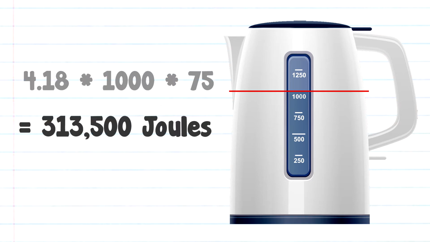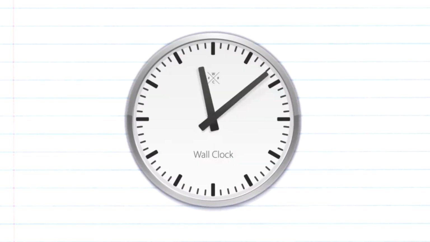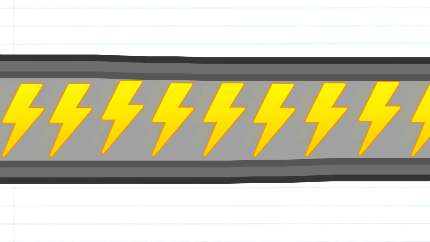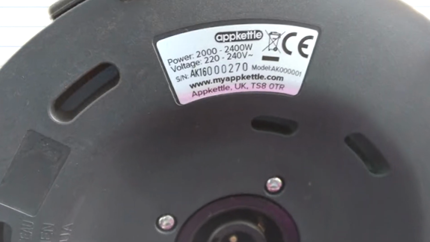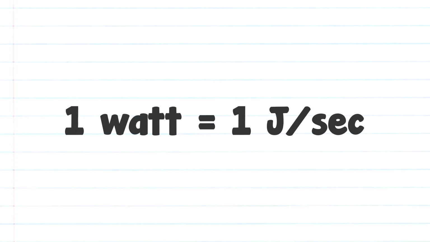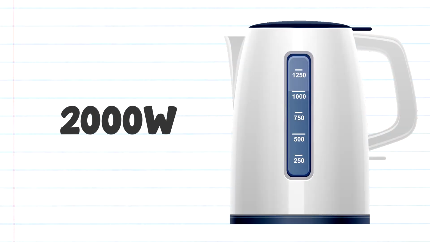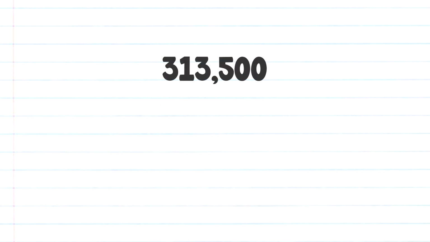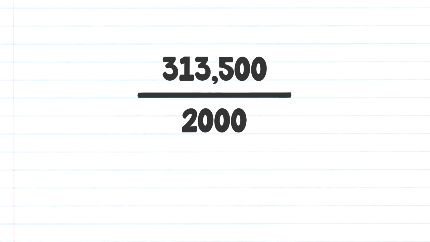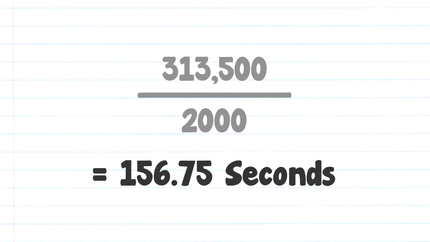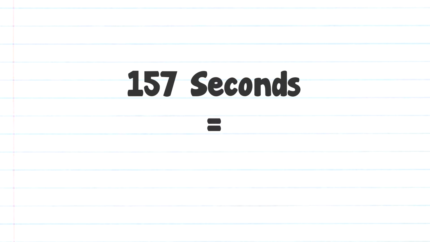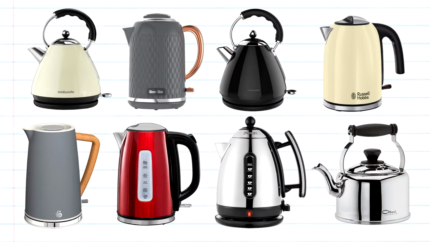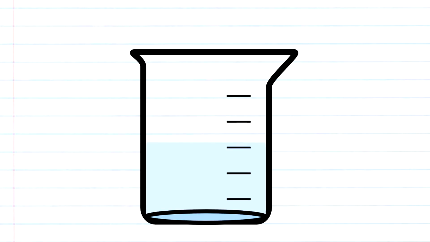which is 313,500 joules. But remember, we're finding out how long it would take to do that, so we need to find out how fast our kettle transfers joules, which is actually given by the kettle wattage, which is on the bottom of the kettle. Each watt means 1 joule per second, so a kettle with a power of 2000 watts will transfer 2000 joules into the water every second. Now we can take our 313,500 joules that we need to boil our water and divide it by 2000 to give us 156.75. So now we know it would take 157 seconds, or 2 minutes and 37 seconds, for our kettle to boil the water. And we can apply that same method to find out how long it will take with different kettles and different amounts of water. And there we have it, the most important line of the code.